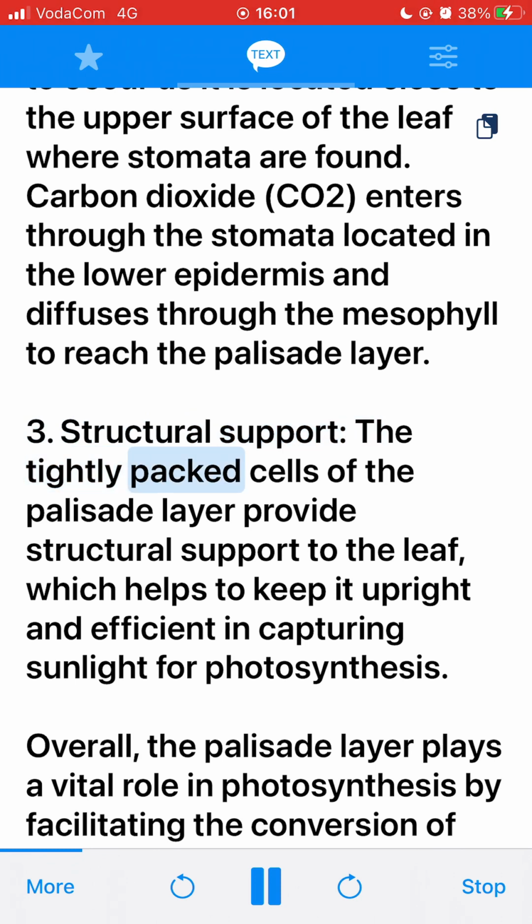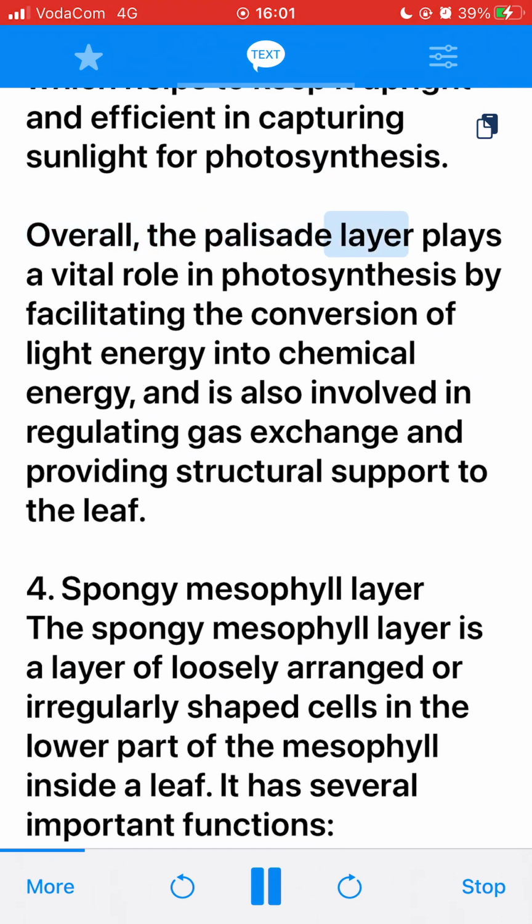3. Structural support. The tightly packed cells of the palisade layer provide structural support to the leaf, which helps to keep it upright and efficient in capturing sunlight for photosynthesis. Overall, the palisade layer plays a vital role in photosynthesis by facilitating the conversion of light energy into chemical energy, and is also involved in regulating gas exchange and providing structural support to the leaf.